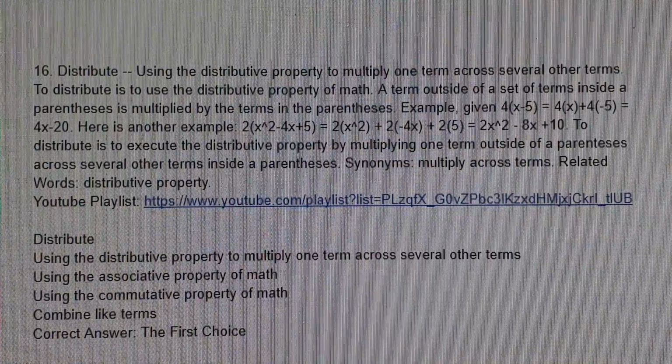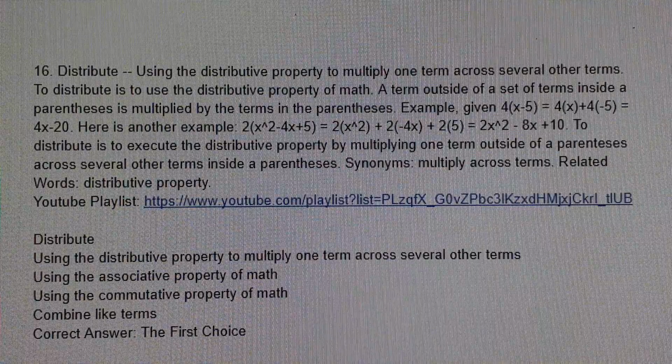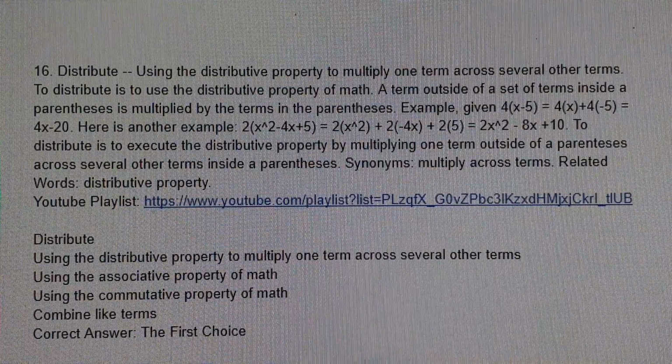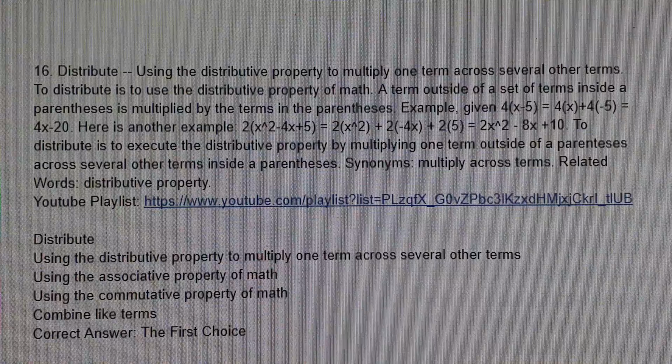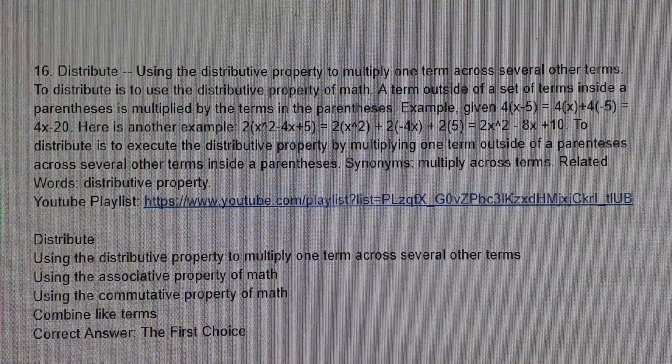Example: given 4 times (x - 5), it equals 4 times x plus 4 times -5, which equals 4x - 20.